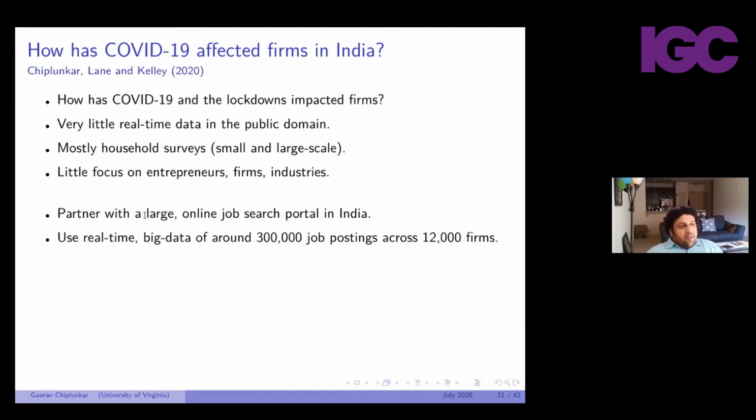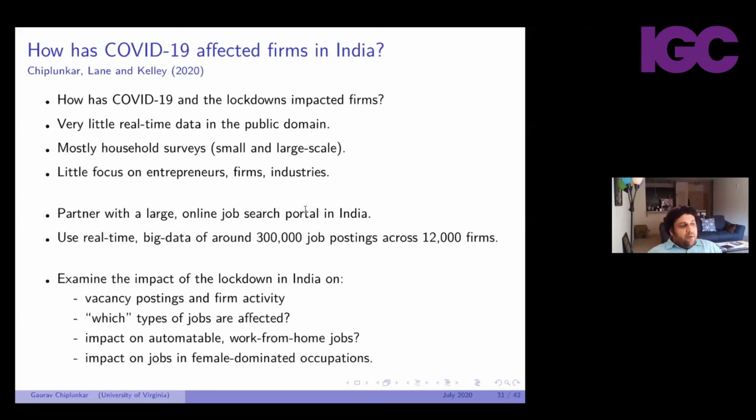So what are we going to do in this? What we have done basically is to partner with one of the large online job search portals in India, right? So again, for confidentiality reasons, I can't tell you which one it is. What we are using is basically their real-time universe of job postings. There are about 300,000 jobs since January 2020. We're going to track how job postings have changed across about 12,000 firms that post on this. And these 5 minutes are just going to be showing you a bunch of pretty graphs.